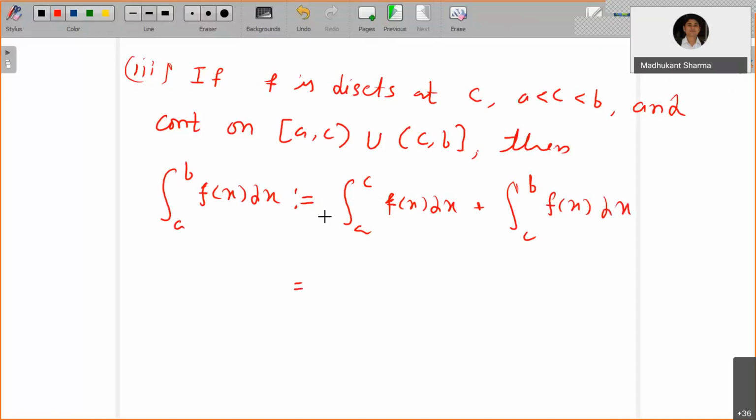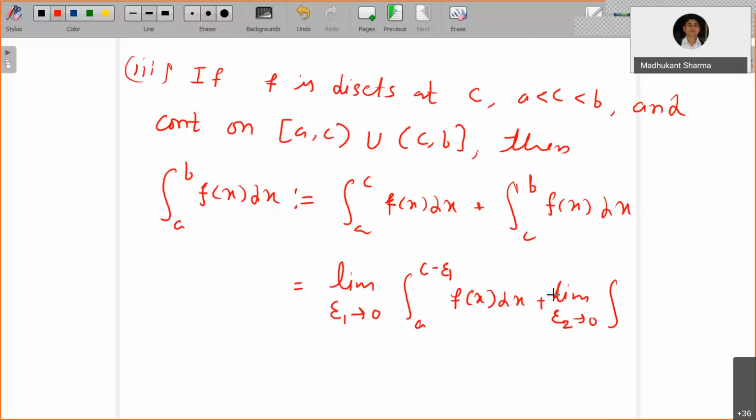Since c is a point of discontinuity, we use the first part here. So it is the limit as epsilon 1 tends to 0 of the integral from a to c minus epsilon 1, when you have the upper limit c minus, plus the limit as epsilon 2 tends to 0 of the integral from c plus epsilon 2 to b of f of x dx. If both the limits exist, then we say that this improper integral converges. Otherwise, it diverges.